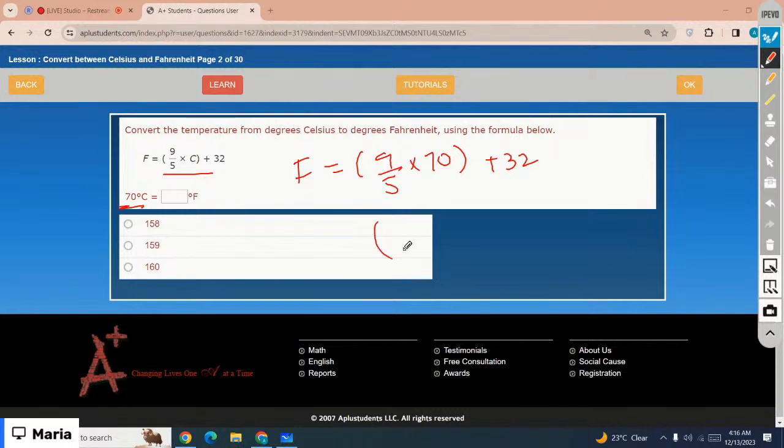Okay, that is 9 times 7 is 630 over 5 plus 32. 5 times 1 is 5, 5 times 2 is 10, and 5 times 6 is 30. That is 126. So just add 32, that is 158. That means the correct option is 158 degree Fahrenheit, right? Just put the value in the formula and do the calculations. Option number 1 is the correct option.